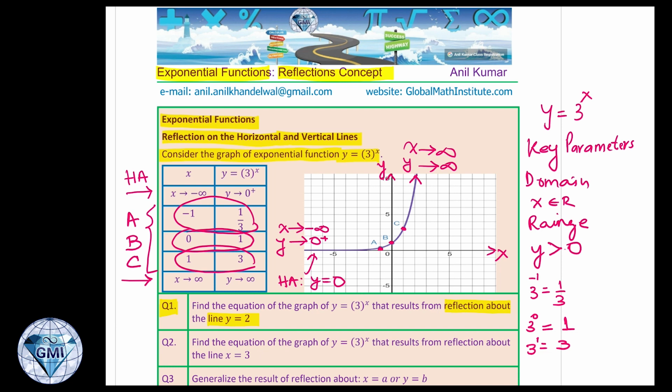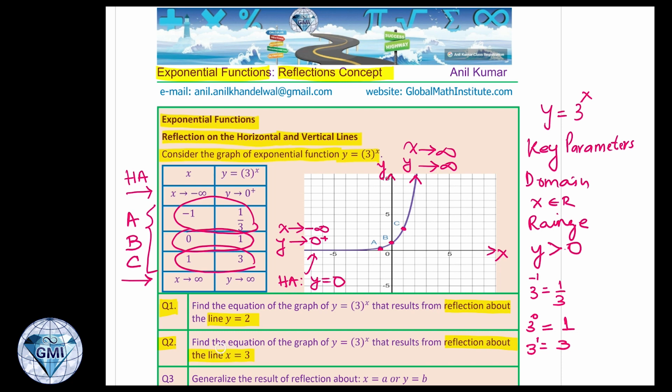Is it a vertical line or a horizontal line? Think about it. Well, here is question number 2, which says, find the equation of the graph of y equals 3 to the power of x that results from the reflection about the line x equals 3. So this x equals 3, is it a vertical or a horizontal line? Can you tell me that?